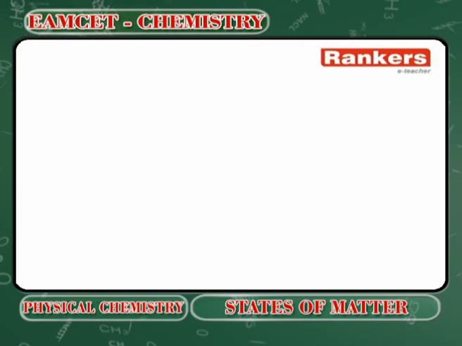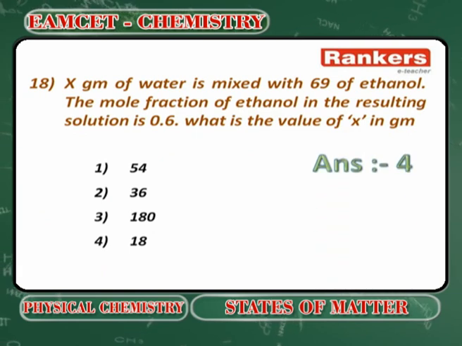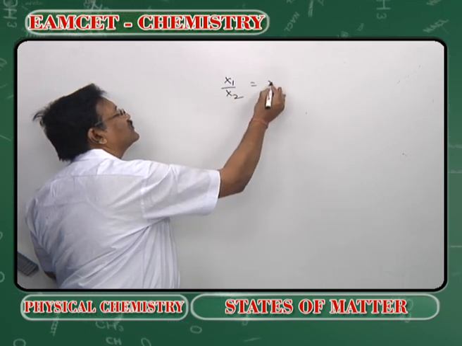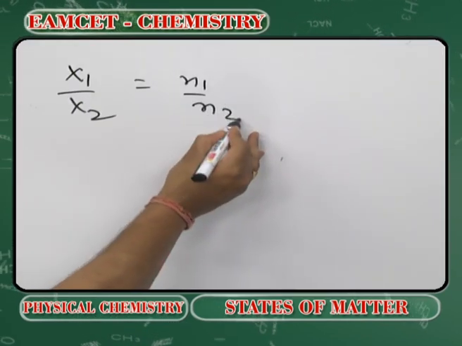Next. X grams of water is mixed with 69 grams of ethanol. The mole fraction of ethanol in the resulting solution is 0.6. What is the value of X in grams? So here the ratio of mole fractions, x1 by x2, will be equal to n1 by n2.